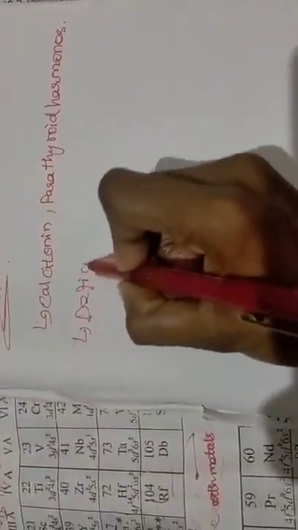Deficiency of calcium in our blood will make the blood take a longer time to clot. If calcium is present in our blood at an adequate level, then that will help the blood to clot easily. And calcium plays an important role in muscle contraction. These are the biological importance of calcium and magnesium.